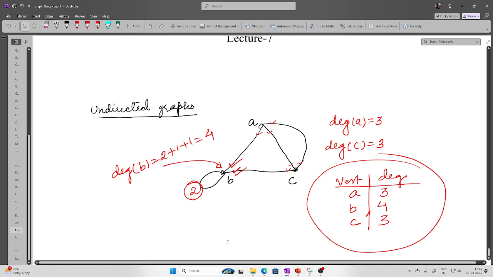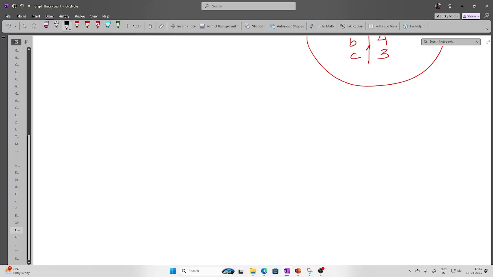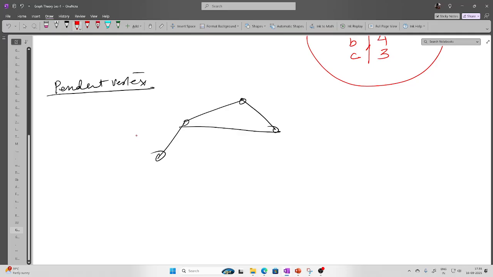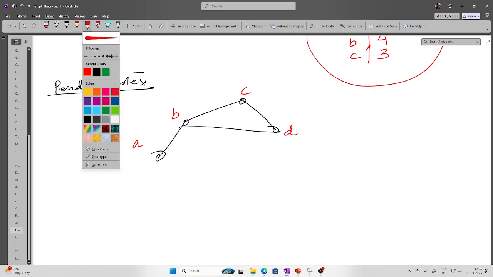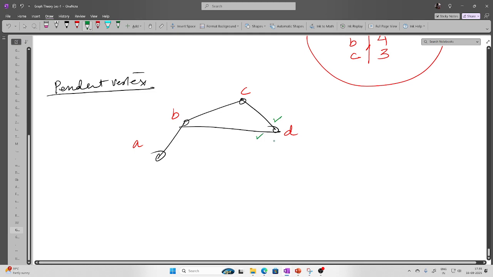Now, there is a vertex called a pendent vertex. What is a pendent vertex? If you look at this graph, there are 4 vertices. And now you know how to evaluate the degree of any vertex. So let us try to evaluate the degree for different vertices. This particular vertex has 2 edges attached. So it has degree 2.